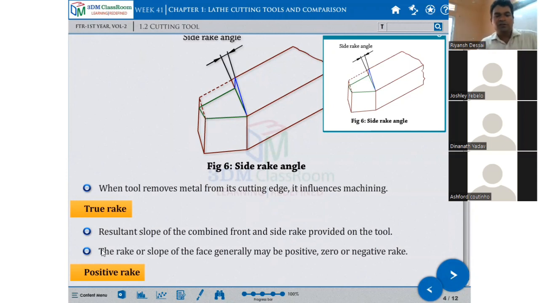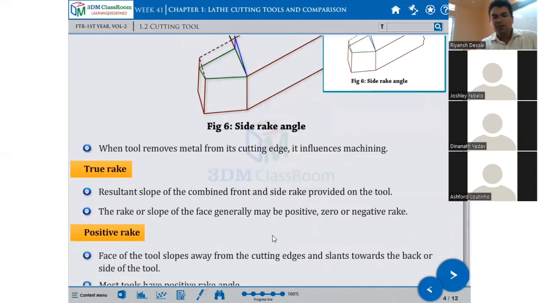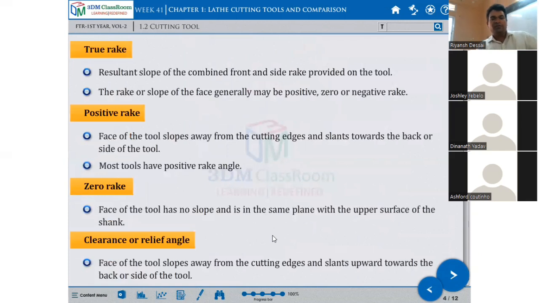True rake, the resultant slope of the combined front and side rake provided on the tool. Rake or slope of the face generally may be positive, zero or negative. Positive rake faces the tool slope away from the cutting edge and slant towards the back or side of the tool. Most tools have positive rake angles.